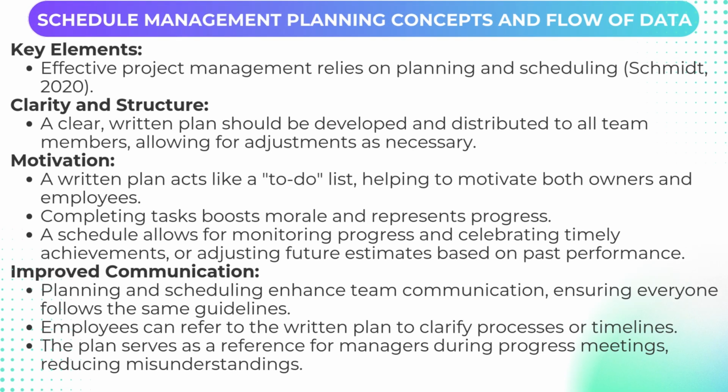Key elements: effective project management relies on planning and scheduling, of course. Clarity and structure: a clear written plan. You are 33% more likely to achieve a goal if it is written down. It should be developed and distributed to all team members, allowing for adjustments as necessary. As necessary, not as we feel like. So let my annoying, repetitive voice ring in your head when you think changes just need to be made constantly. Do not, it's as needed.